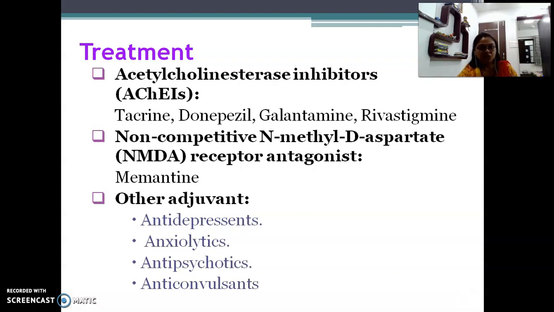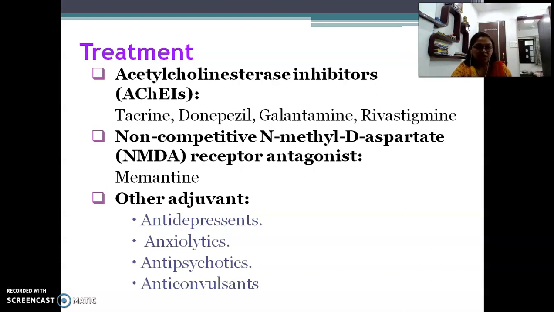There are majorly two types of drug molecules used in the treatment of Alzheimer disease. The first one is the anticholinesterase inhibitor, that is AChEI, like tacrine, donepezil, galantamine and rivastigmine. The second one, which is majorly used, is the non-competitive N-methyl D-aspartate receptor antagonist, that is NMDA receptor antagonist.